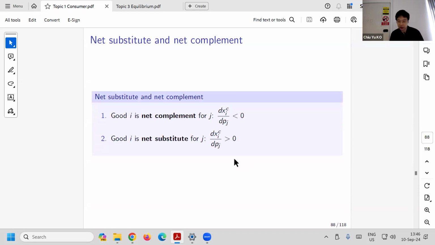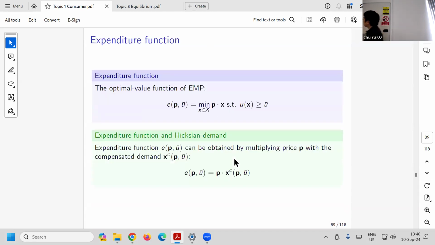And I'm going to skip this because I don't think that is important. And the next important thing is called the expenditure function, which tells you how much a consumer would optimally spend given the price and utility target. Okay. And this solution comes from plugging in the Hicksian demand times the price to get this expenditure function. Okay.